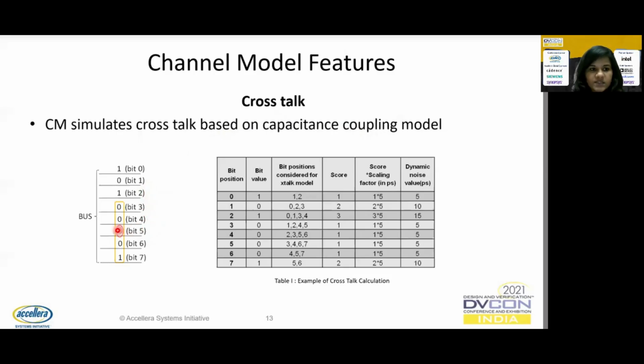Considering the example here, we see that for calculating the crosstalk on bit 5, we compare its value with its two neighbors on either side, and only one neighbor, that is bit 7, has its value different from bit 5. This means that the score for bit 5 will be 1. This particular score is then multiplied by a scaling factor to get the dynamic noise for that particular bit.